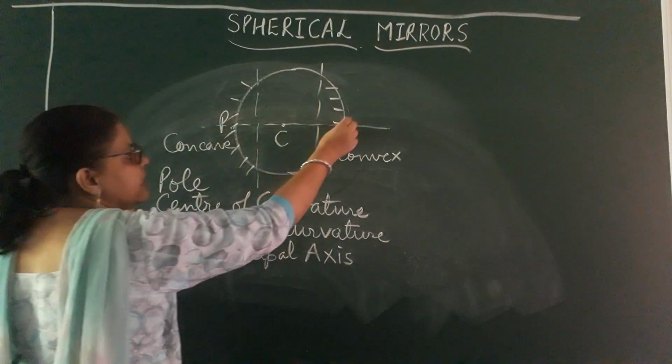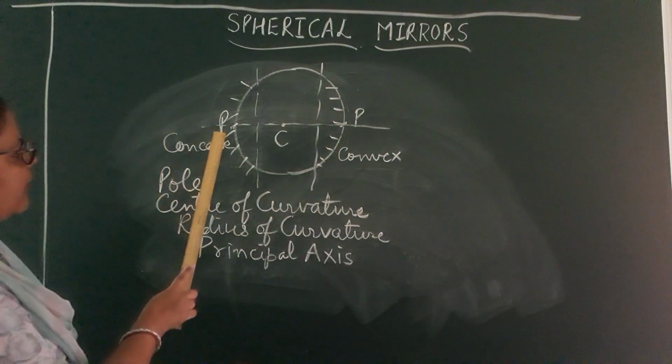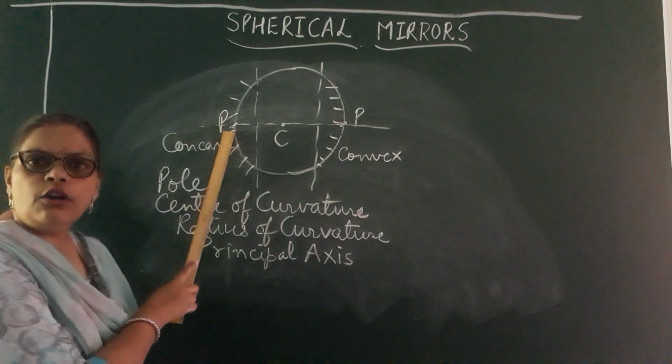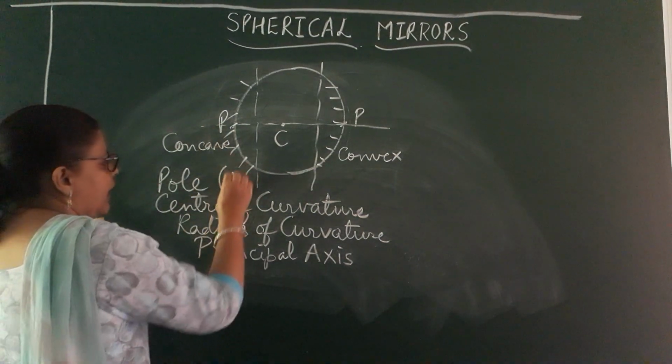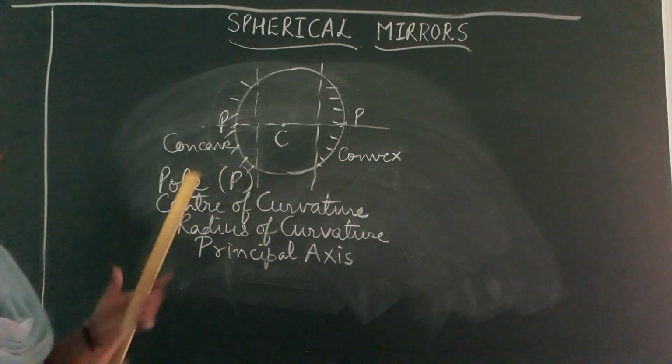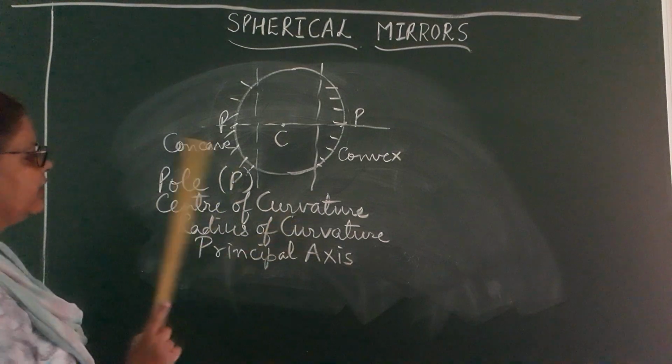The rough center: both the mirrors have a center point. That center, the geometric center of the mirrors, is known as its pole, and it is denoted by capital P. Now let us look at the second definition.